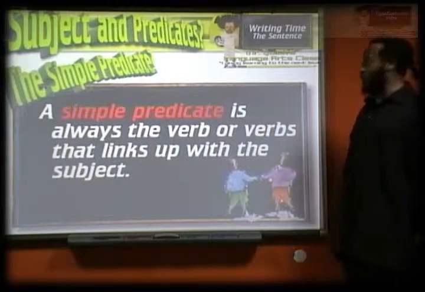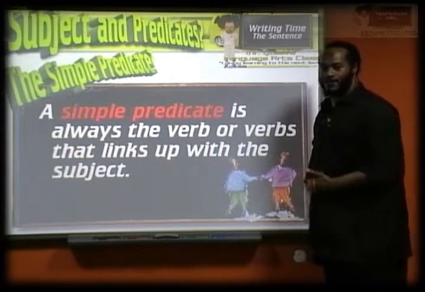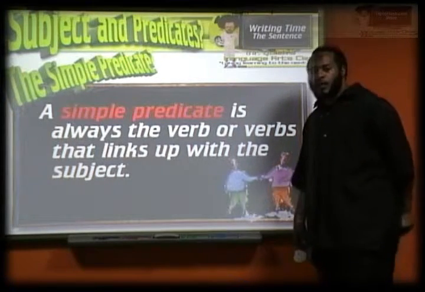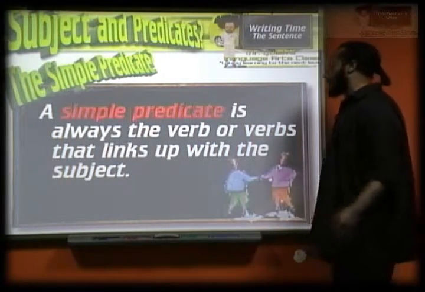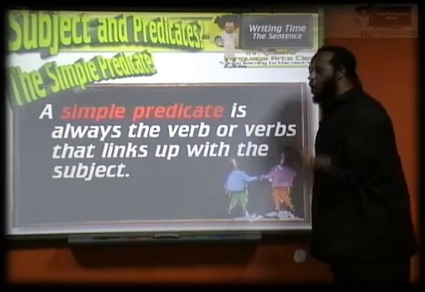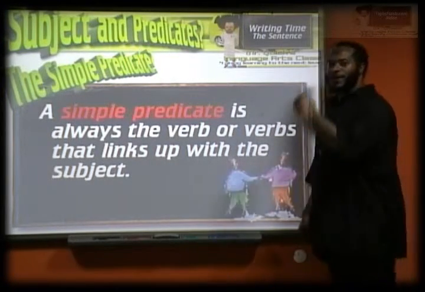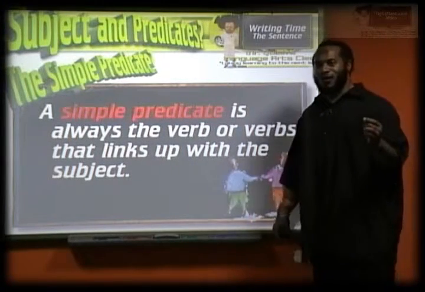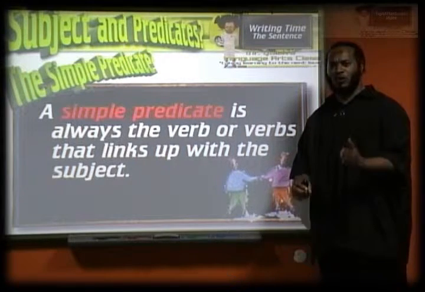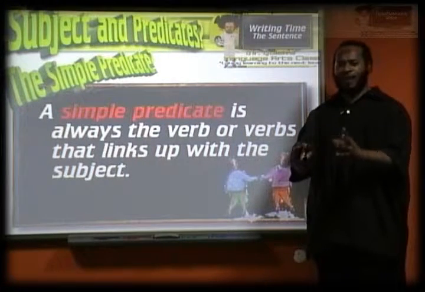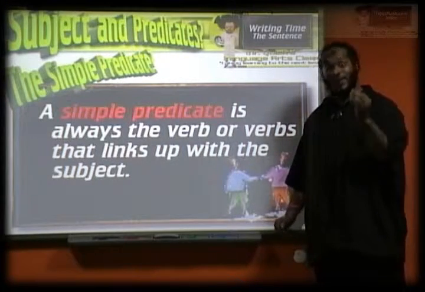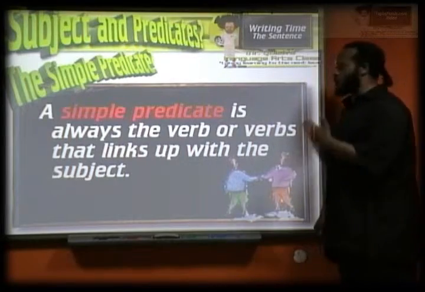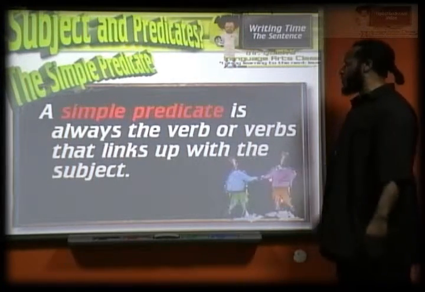Oh boy, a lot of things going on here. A simple predicate. Now we're talking about the simple predicate, because before we looked for the complete predicate, now we want to know about the simple predicate. A simple predicate is always... When you hear always, and some other words that let you know that this is something that happens every time, that's a rule that you definitely need to write down. A simple predicate is always the verb or verbs that links up with the subject.